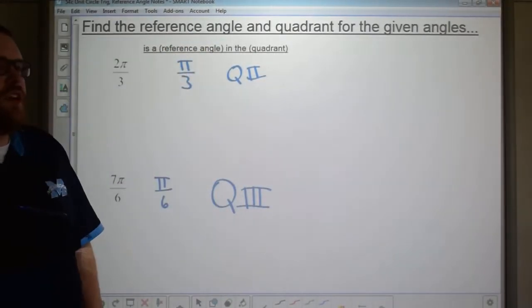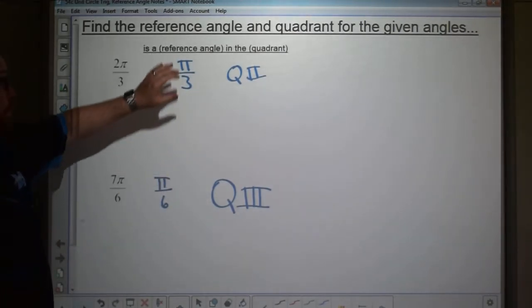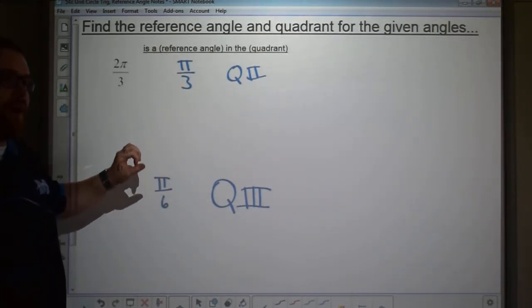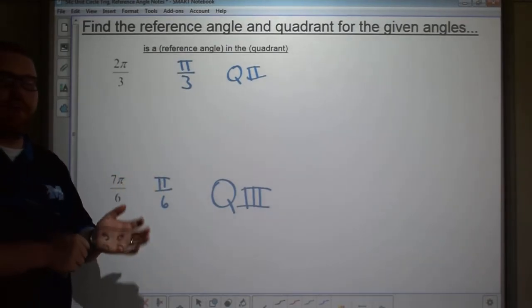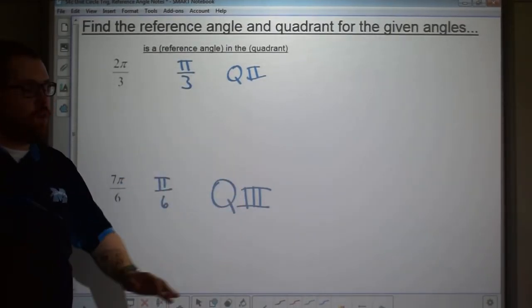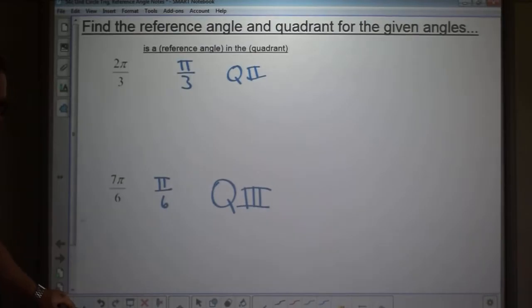So now how does this help me? Well, if I can memorize pi over 3, the points for pi over 6, the points for pi over 4, and I know something about the quadrants, I can answer the questions.